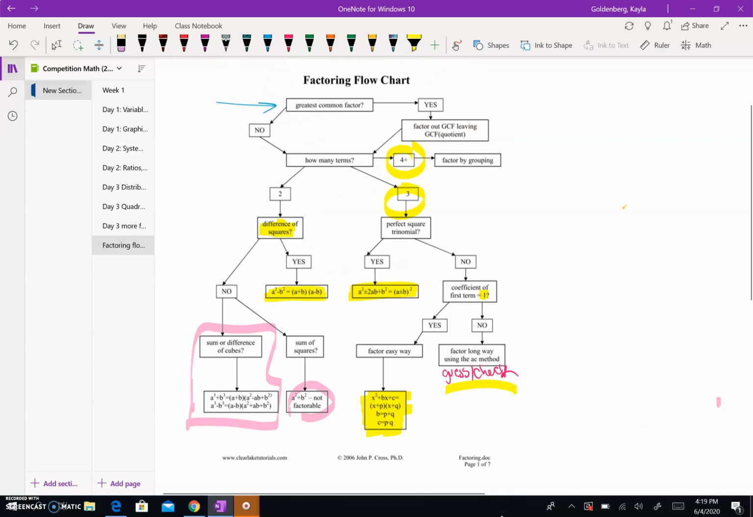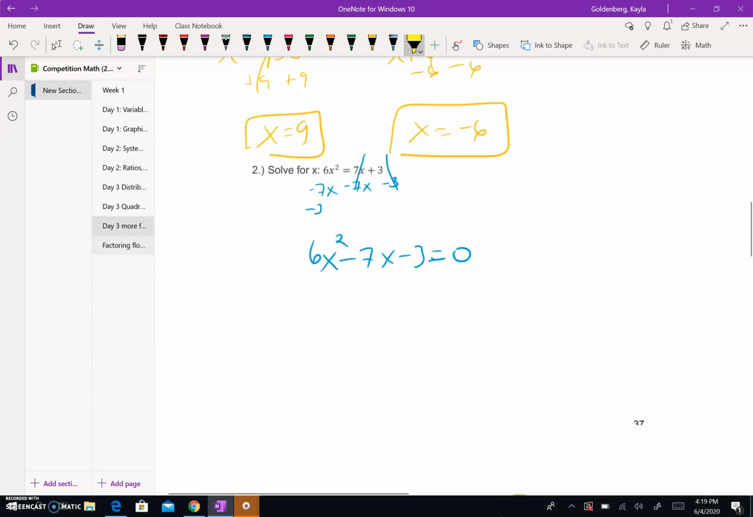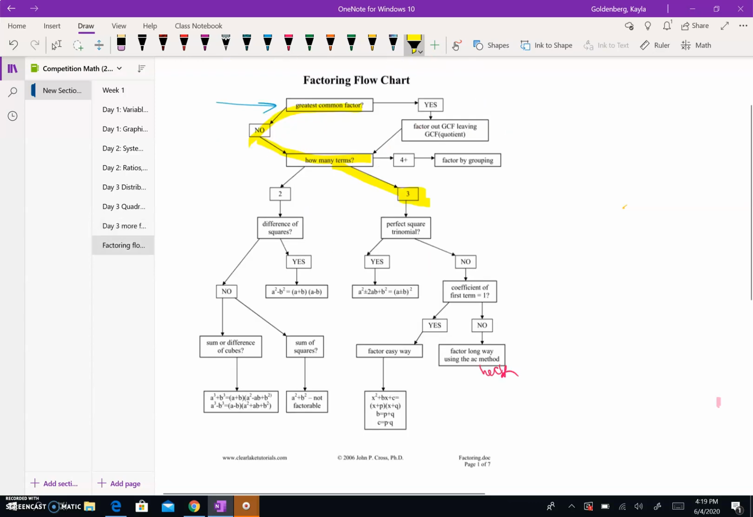Kind of going down our flowchart, I'm just going to erase this so I can highlight my path. So going down my flowchart, I would say no. How many terms? I'm at 3. And then if I look through here, it's not looking like that pattern of a perfect square trinomial, so I'd say no. The coefficient of the first term is not a 1, so that means we're going to be doing our guess and check.